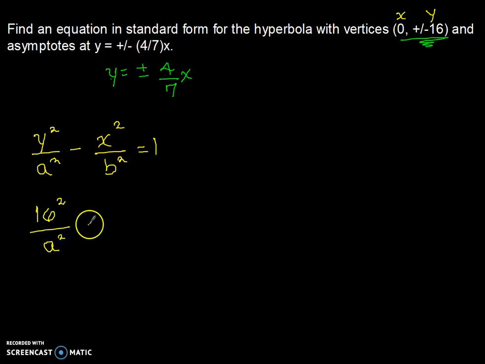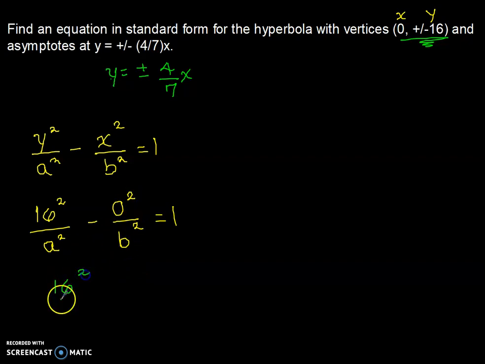I don't technically know what a and b are yet, but I do know that this equation will have a relationship with a and b. So we're just going to keep that in mind. And x is going to be 0, so 0 squared over b squared equals 1. Now, the nice thing is 0 squared is 0, and 0 divided by anything is still going to give me 0. So you can write 0 here, or you can just get rid of it altogether.